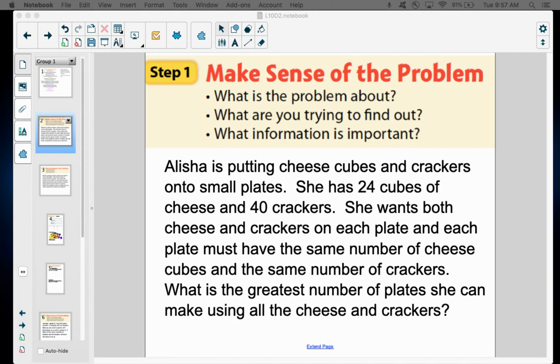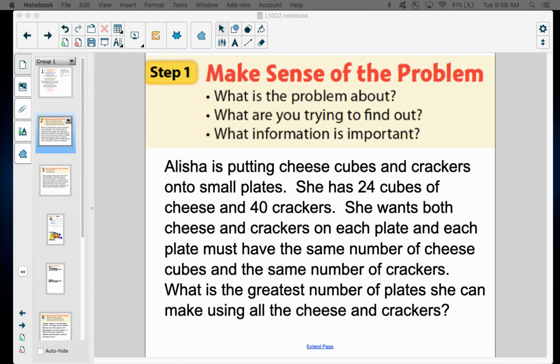We talked about Alicia's problem with crackers and cheese. She's putting cheese cubes and crackers onto small plates. She has 24 cubes of cheese, 40 crackers, and she wants to put both the cheese and crackers on each plate, and each plate she wants to have the same number of cheese and the same number of crackers on each plate, similar to what we did yesterday. What's the greatest number of plates she can make using all the cheese and all the crackers?